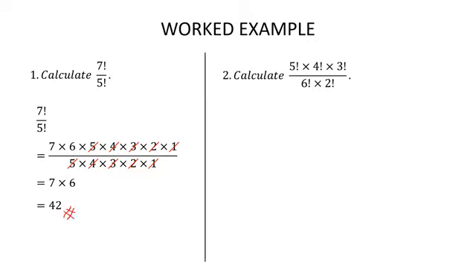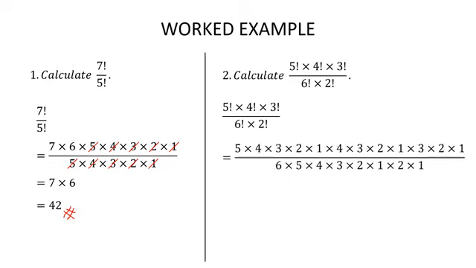The second example. Calculate 5 factorial times 4 factorial times 3 factorial divided by 6 factorial times 2 factorial. We open 5 factorial, it becomes 5 times 4 times 3 times 2 times 1, times 4 factorial, which is 4 times 3 times 2 times 1, times 3 factorial, which is 3 times 2 times 1. Same at the bottom: 6 factorial means 6 times 5 times 4 times 3 times 2 times 1. And the last one, 2 factorial, means 2 times 1.